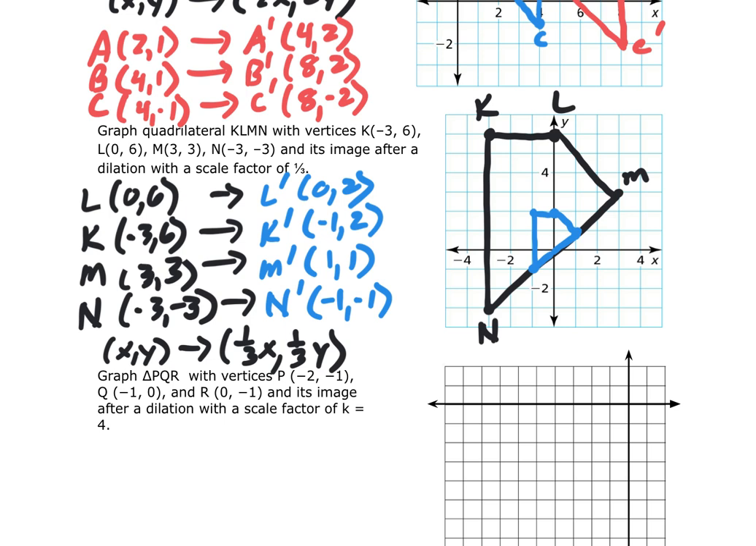If I went from K to N, how long is it to go from K to N? How long is K N? 1, 2, 3, 4, 5, 6, 7, 8, 9. It's 9 units long, right? If I went over here, this is K prime, L prime, M prime, N prime. How long is K prime N prime? 3. So how much shorter or smaller is the new one than the original one? Divide by 3. 9 divided by 3 gets me to 3.